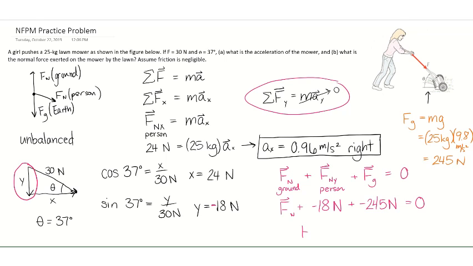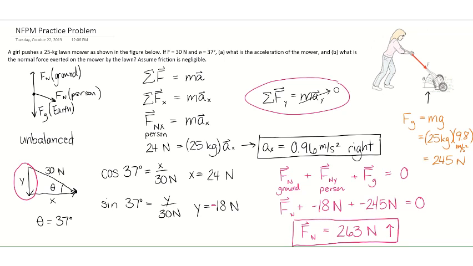When I then solve this equation for the normal force from the lawn or the ground, I find that it's equal to 263 newtons upward. It's important, once again, to include a direction with our answers here, since both force and acceleration are vectors.